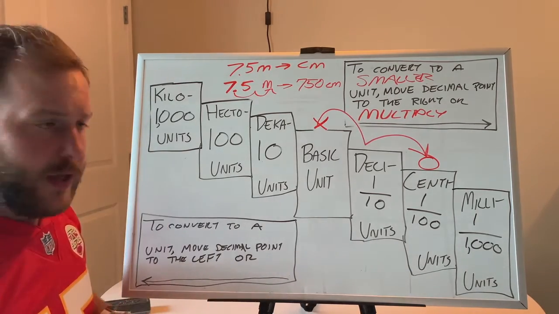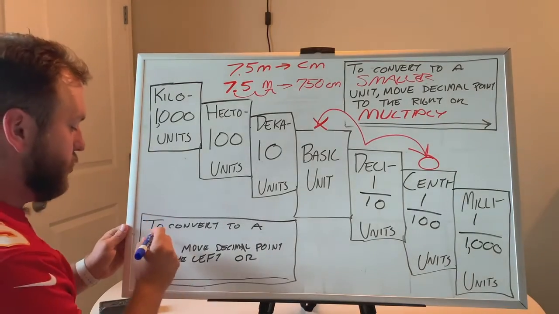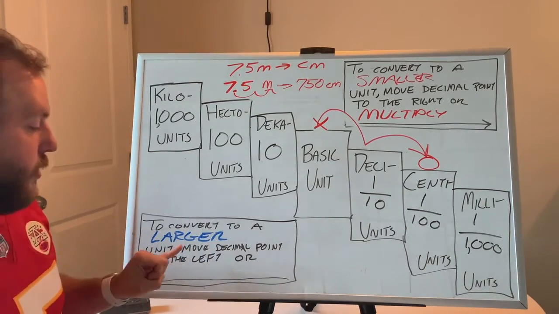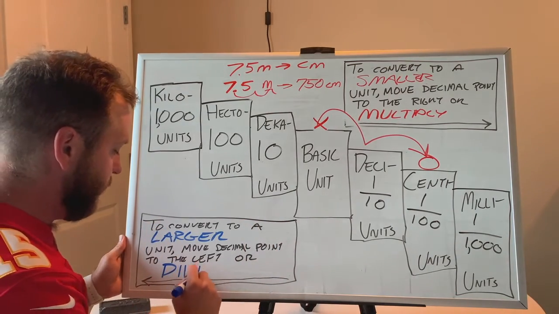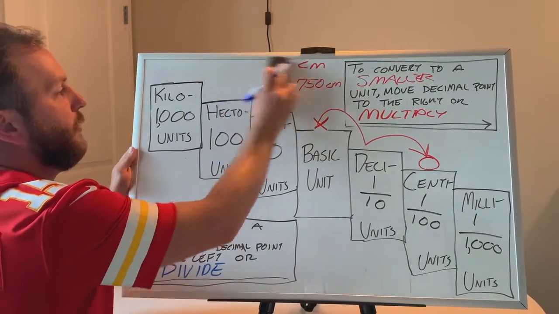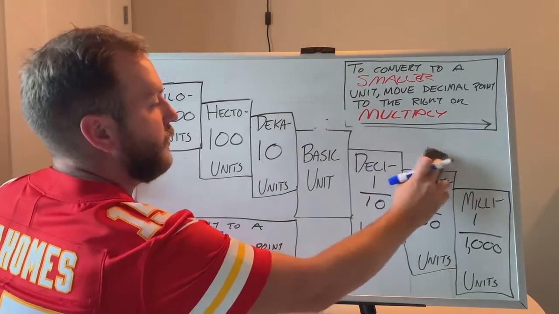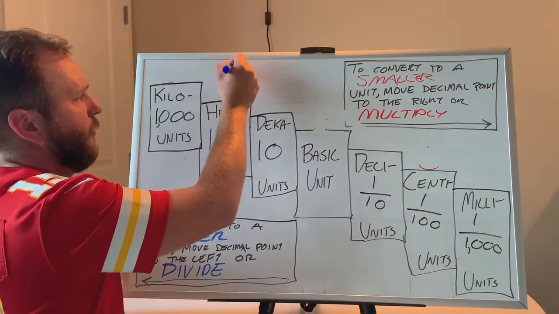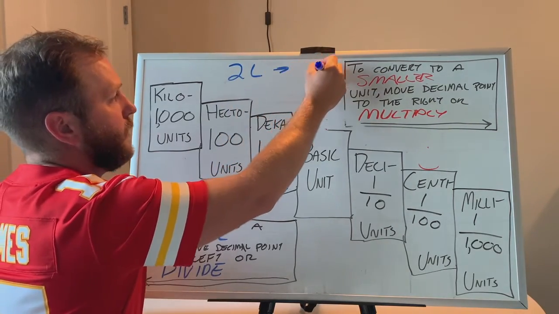Now, let's go the other way and go from a smaller unit up to a bigger unit. So to convert to a larger unit, you're going to move the decimal point to the left, or you're going to divide. All right, let's go ahead and take a look at an example of what that would look like. Let's say we were going from 2 liters to milliliters.